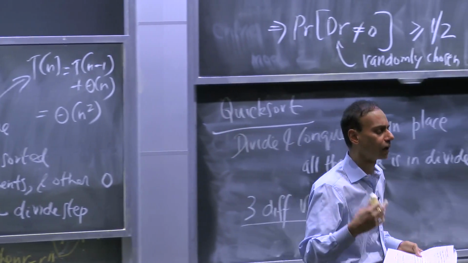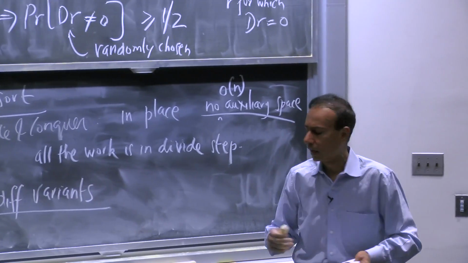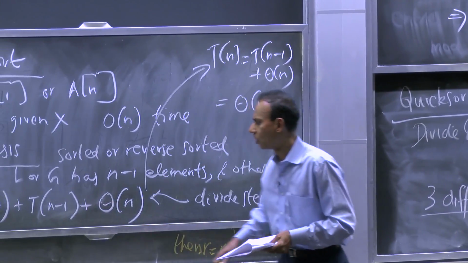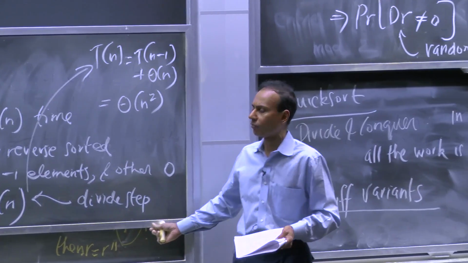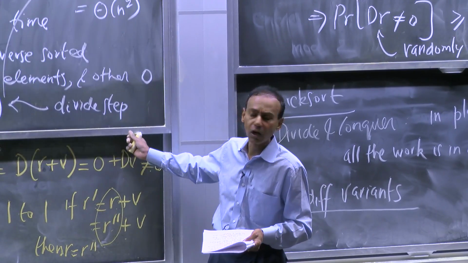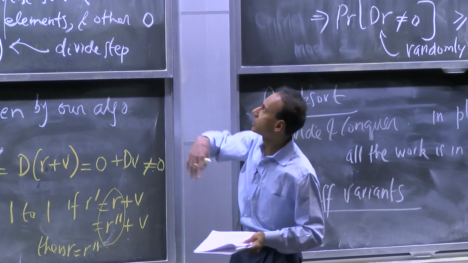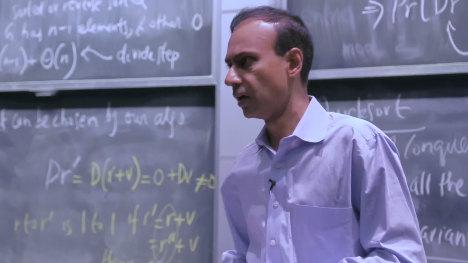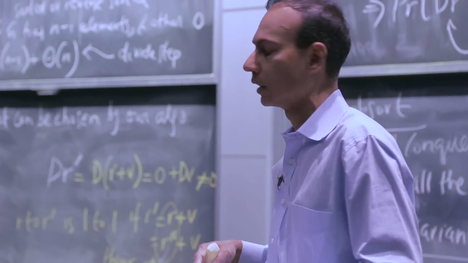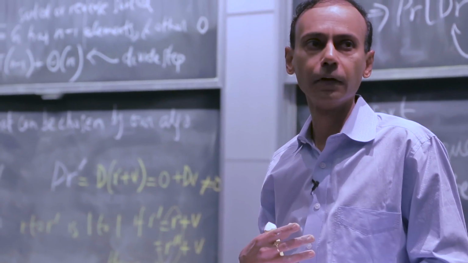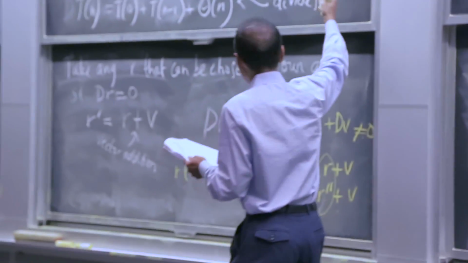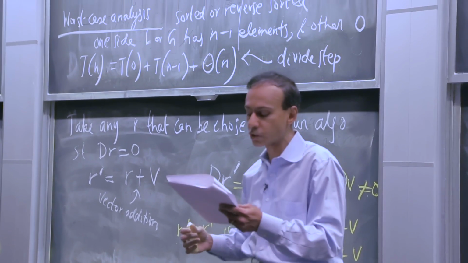So I hand waved a little bit two weeks ago for a similar analysis, but you can look at it a little more precisely here by writing the actual recurrence out, and you see that you get the recurrence T(n) equals T(n minus 1) plus theta n, and the solution is n square. Okay? So basic quicksort looks bad. It's got a worst case complexity of theta n square.